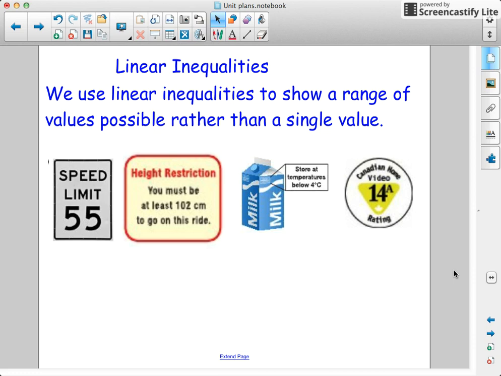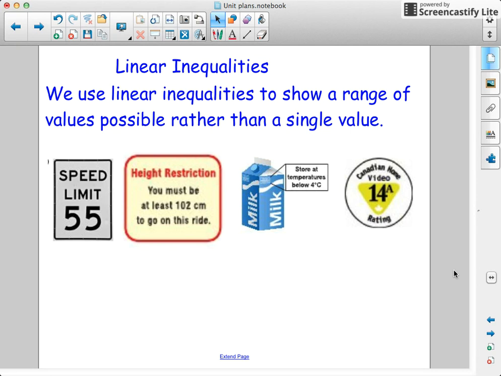So today in Math with McComish, we're going to be looking at linear inequalities. We use linear inequalities to show a range of values possible rather than an equation which shows a single value that's possible. So let's write a linear inequality for each one of these.